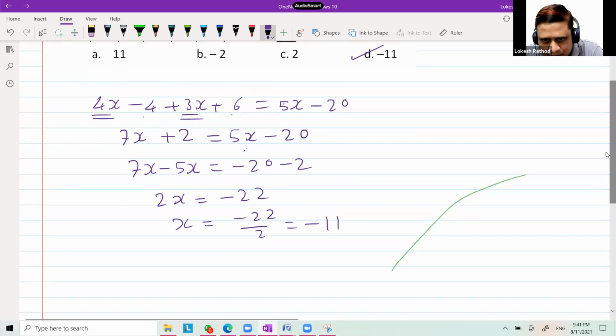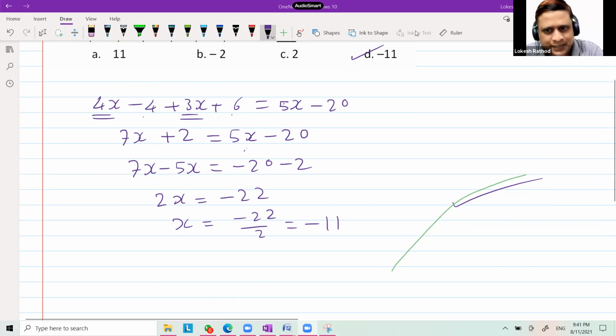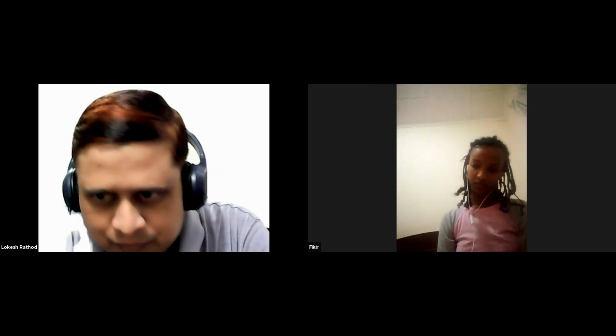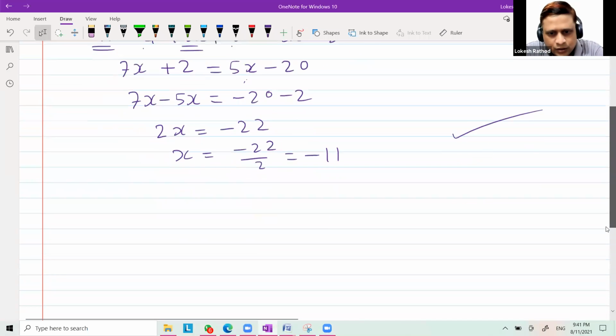I think someone has done annotation. Can you please remove this line? Whoever has done that? Or I'll stop share and share it again. Okay, just a minute. It will be removed. Fine. Okay. Now we'll do the second question.